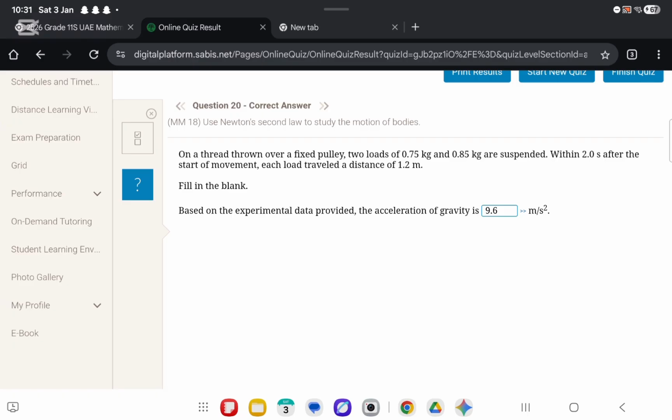Okay. A thread is thrown over a fixed pulley, and two loads of 0.75 kg and 0.85 kg are suspended. Within 2 seconds after the start of the movement, each load travels a distance of 1.2 meters. Based on the experimental data provided, what is the acceleration of gravity? Okay, let me draw this now because there is a drawing here. And let me copy and paste the question to the notes. I do have it copied. Let me just draw the diagram.